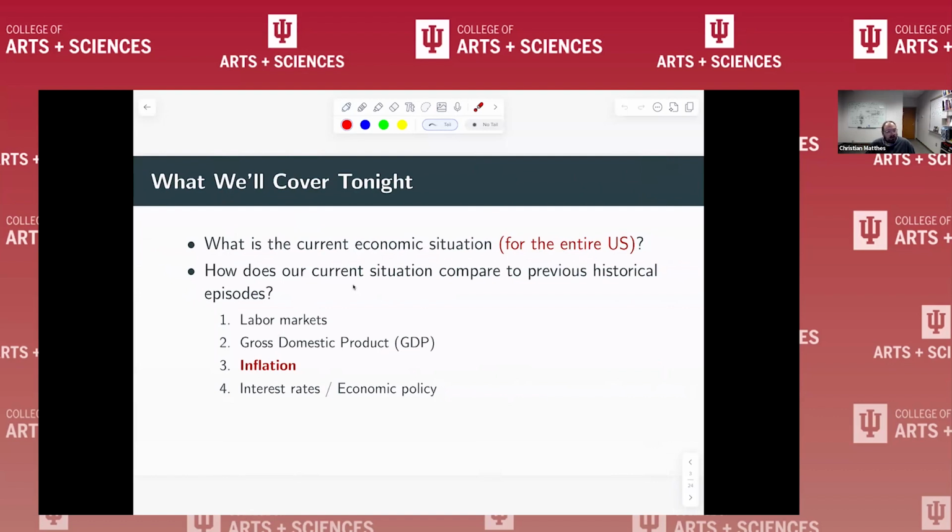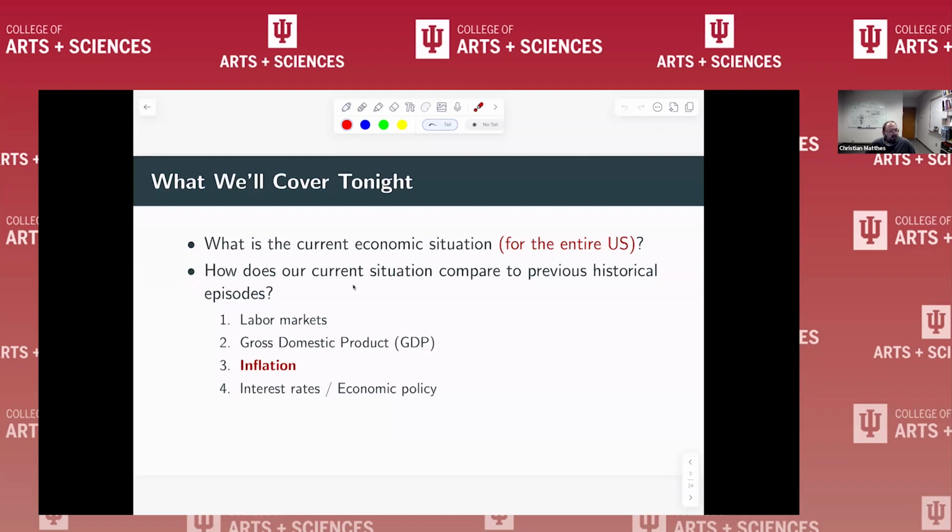I'll talk about labor markets, a key aspect of economic data I think we're all interested in. How easy is it to find a job? How much are we getting paid? Then I'll go on to talk about gross domestic product, a measure of the overall amount of goods produced and services provided in the economy, overall a measure of how well the economy is doing.